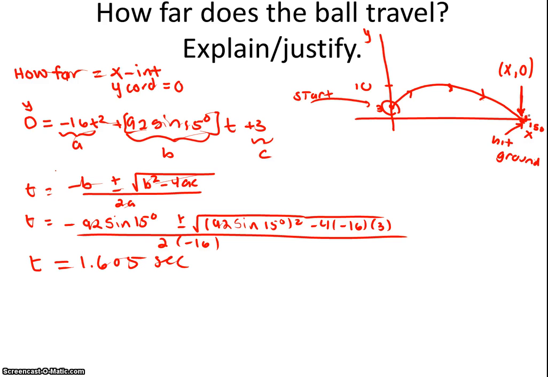So this isn't actually what we want to know yet. We want to know how far the ball travels. In order to see how far the ball travels, I know it took 1.605 seconds for the ball to hit the ground. That's when the y-coordinate was 0. So it took 1.605 seconds to hit here. Now I want to know how far it went, which was the x-coordinate when t equals 1.605. So I'm going to plug this t into my x equation.